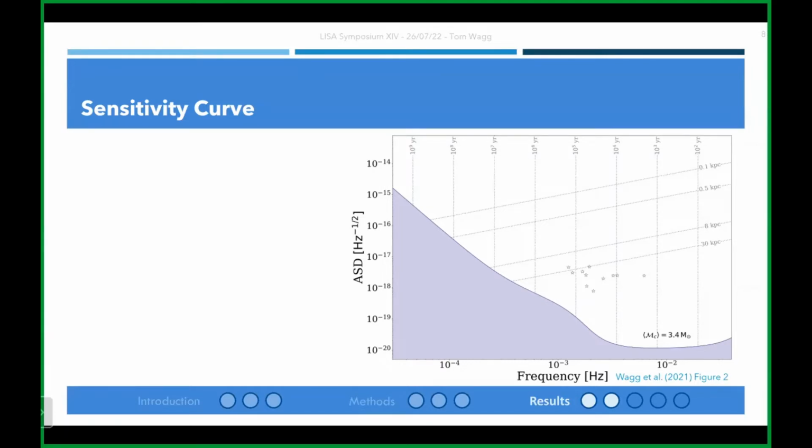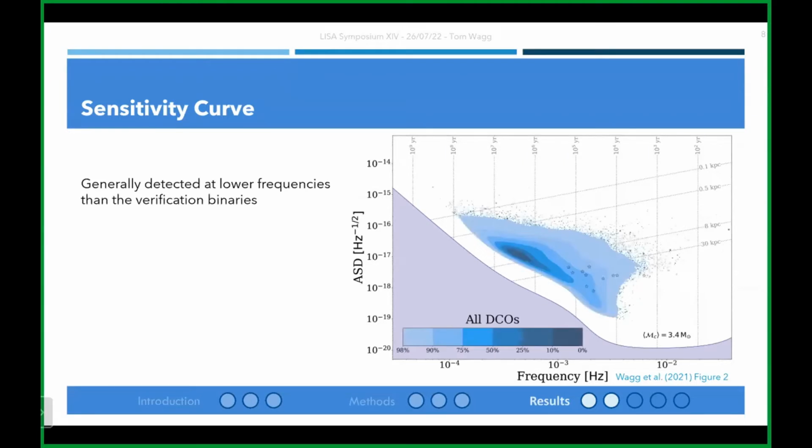And so if we instead now plot all of the sources that I found in my paper, this is what we see. You can see it's now a density distribution. It's not just points because there's so many of them, so otherwise it would just be oversaturated. And you can see that they're generally detected at lower frequencies than those verification binaries. You can see a couple of different features, so let's go through them.